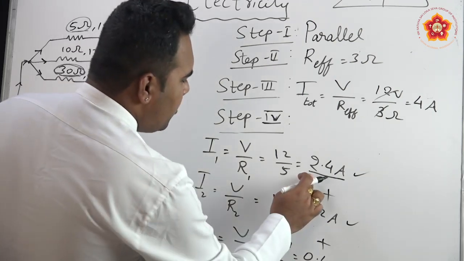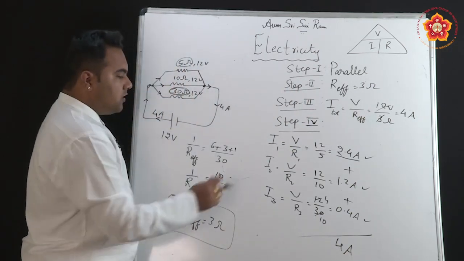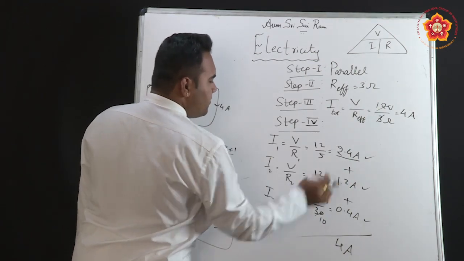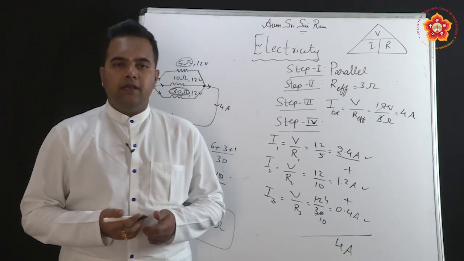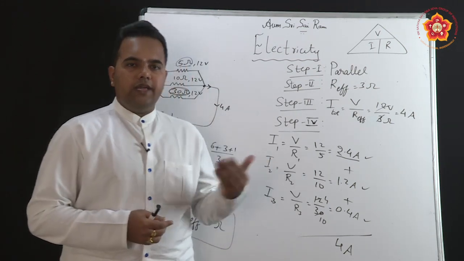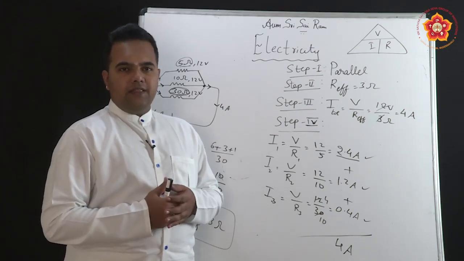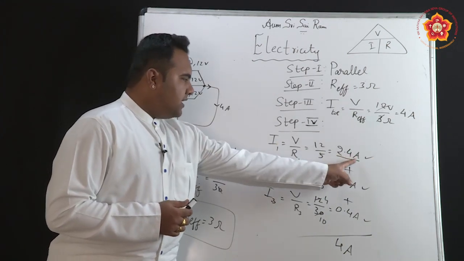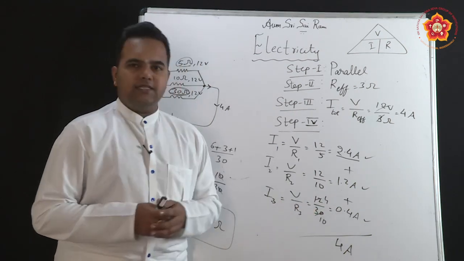Let us see, 2.4 plus 1.2, 3.6 plus 0.4, 4 amperes. So, the total current of 4 amperes is getting divided as 2.4 amperes plus 1.2 amperes plus 0.4 amperes. This is how the split in current is happening. While in the previous numerical, because it is a series circuit, we saw that the voltage is getting divided, because this is a parallel circuit, we observe that the currents are getting divided. Current is largest for the smallest resistance value, and smallest for the largest resistance value.